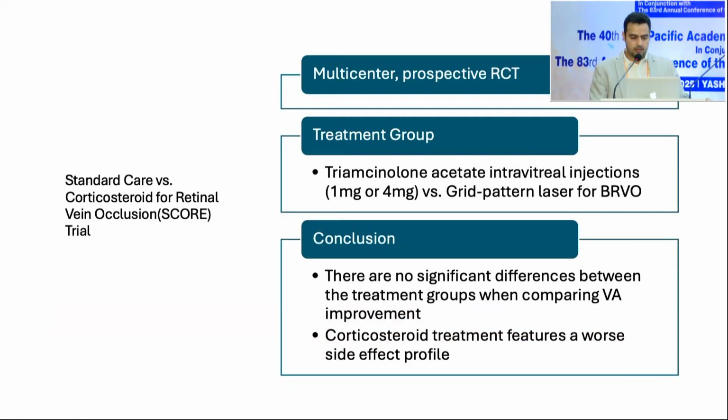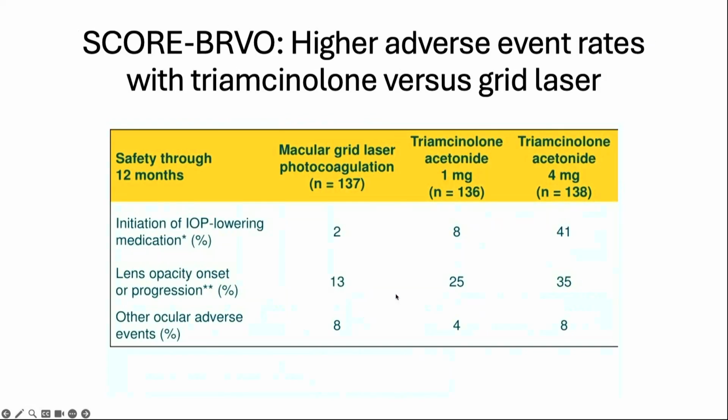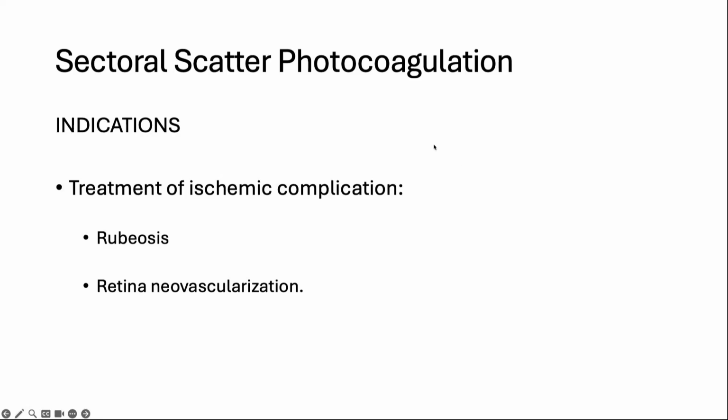So the other trial was the SCORE trial, which was another landmark trial, and it was also a multi-center prospective randomized control trial. They compared 1 mg and 4 mg triamcinolone acetate intravitreal injections with grid laser pattern, and no significant differences were found in this study. The other thing was that the corticosteroid treatment, as we all know, features a worse side effect profile, with IOP increasing more in these cases, and also higher chances of development of cataract.